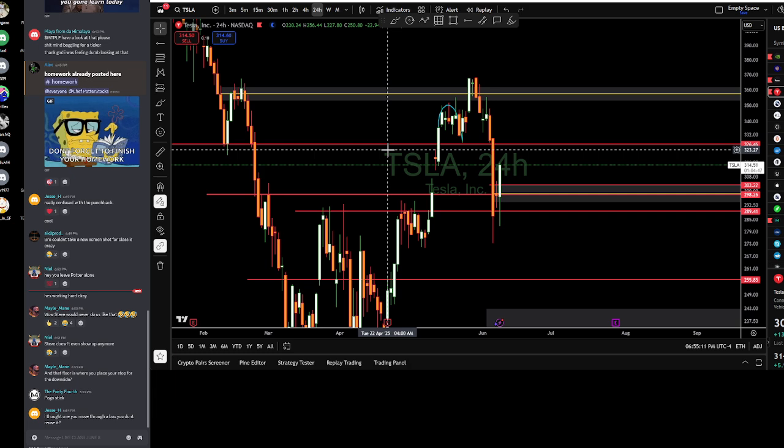If it opens on cost basis on a box, you're typically going to explode. I thought once you move through a box, you don't reuse it. Where am I saying that?